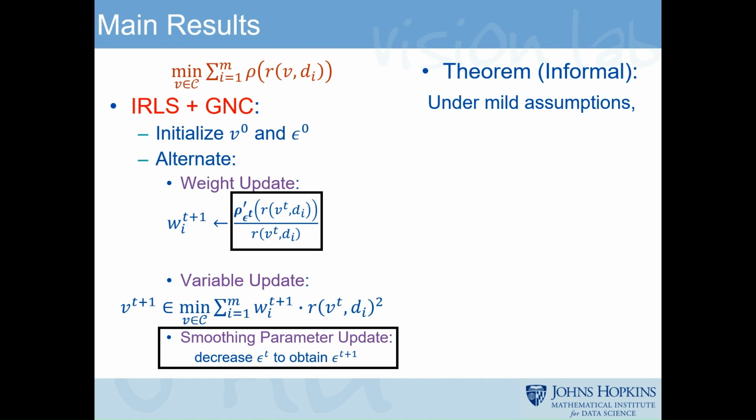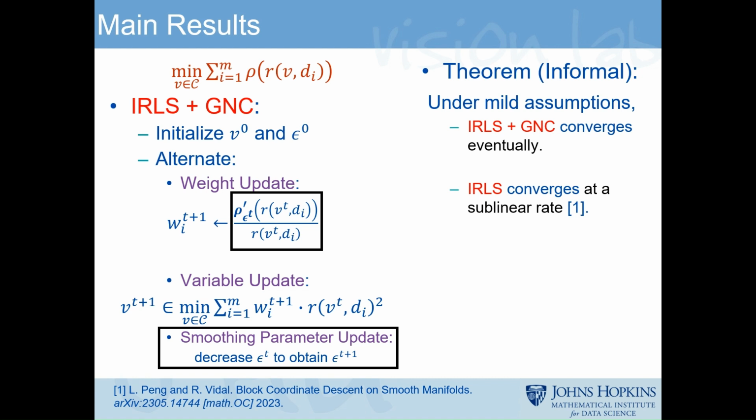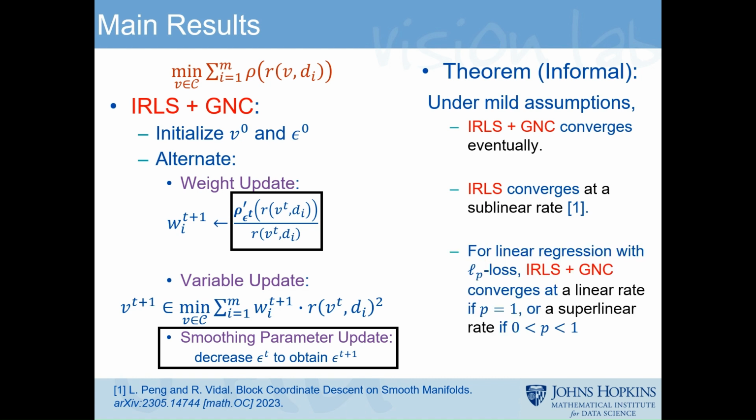Our theorem reads like this. Under minor conditions, we can show that the IRLS algorithm and the GNC algorithm, their combination, converges eventually to some stationary point. And secondly, the IRLS algorithm converges at a sublinear rate as shown in our very recent arXiv paper. Finally, in our CVPR paper, for a very specific case of linear regression with the Lp loss, GNC and IRLS converge at a linear rate if p equals 1, which is very fast. And it is even faster for the case p between 0 and 1, because it converges at a superlinear rate.